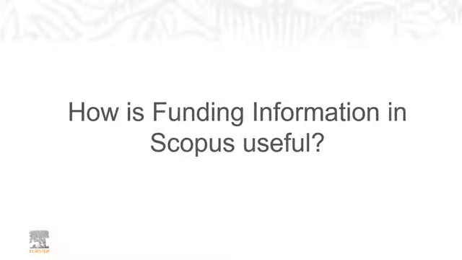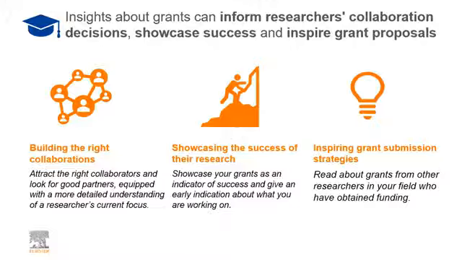And next slide, please. So focusing on researchers, I chose for today to focus on researchers, and why researchers are using Scopus or the funding data available in Scopus, and also on funders. Why are funders using this information? To start with researchers, they are using Scopus to see which funding bodies allocate funds within their research areas of interest. And through the funding data on Scopus, we aim to help researchers inform their collaboration decisions, showcase their success, and inspire their grant proposals.